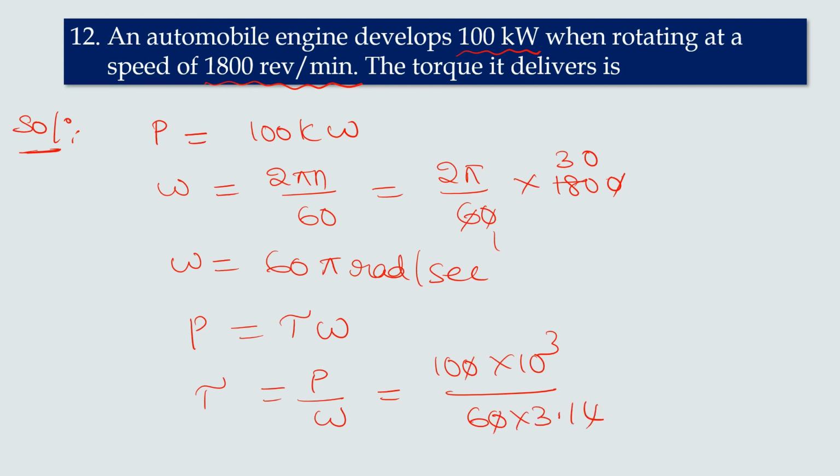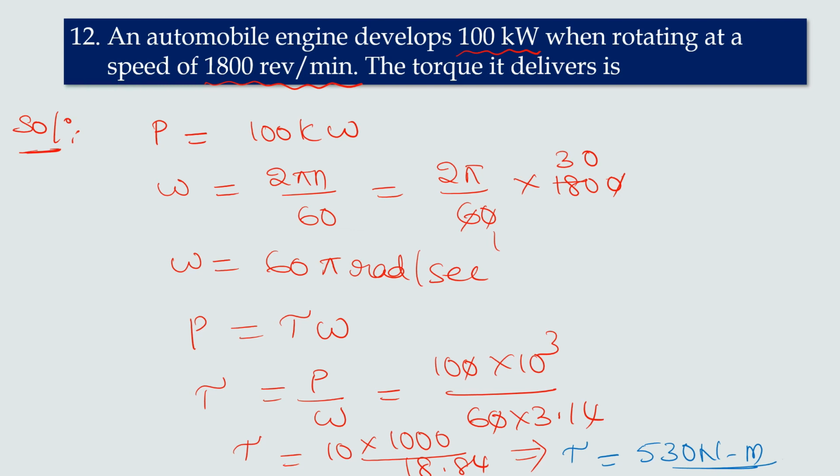So tau is equal to 10 into 1000 by 10 cubed, that is 1000, by 6 into 3.14, that is 18.84. So torque tau is equal to 530 Newton meter. Okay, next we will go to the next question.